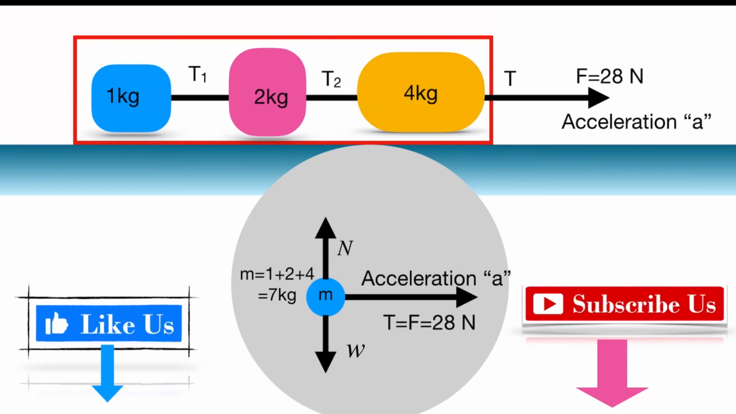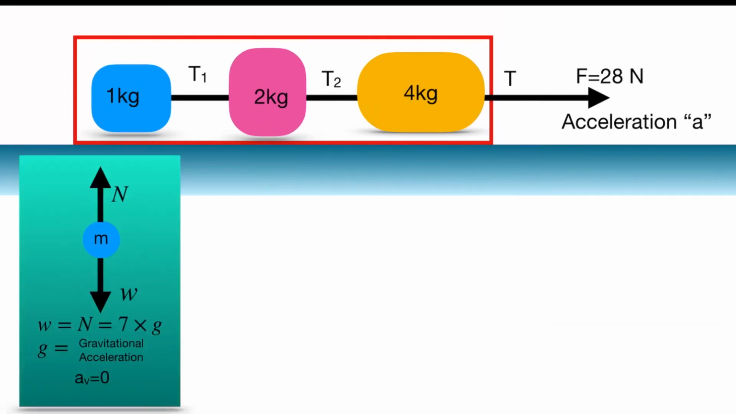Now let's analyze these forces. For vertical forces, W, the weight of the system, works in downward direction and there is an equal and opposite normal reaction force by the ground on the system. So in vertical direction, the net force is 0. So there is no motion in vertical direction.